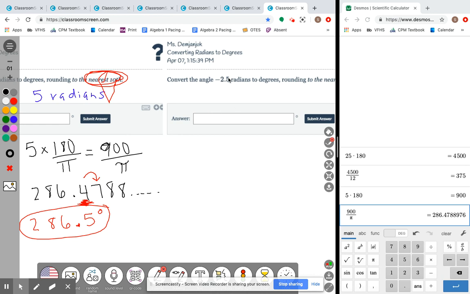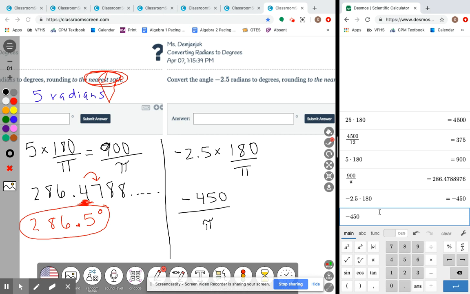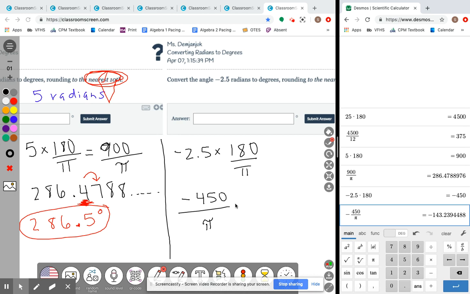Let's do one more like this. So I'm starting with negative 2.5 radians. I need to multiply it by 180 over pi. I'm going to use my Desmos calculator to do negative 2.5 times 180. My calculator tells me that that gives me negative 450 in my numerator, pi in the denominator. I'm going to use Desmos negative 450 divided by pi.